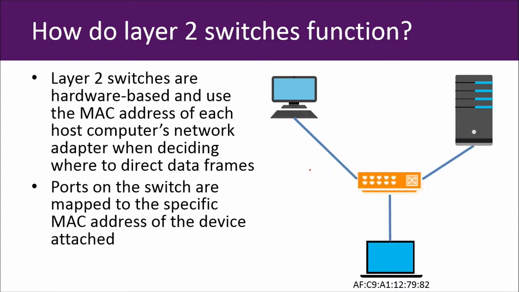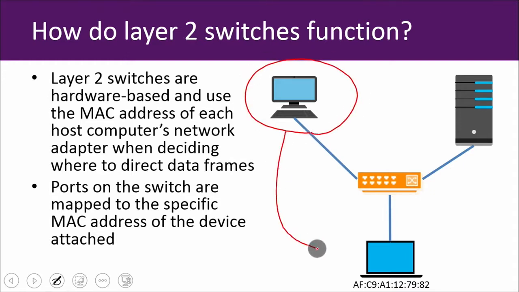Actually, let me back up just a touch. Let's say that this computer here wants to send information directly here. And we'll go ahead and make it so that this laptop down at the bottom is directly connected to a port that's associated with this laptop's MAC address. And so that's how information is going to end up at its proper location. The switch just uses that MAC address information to direct the data to its destination.